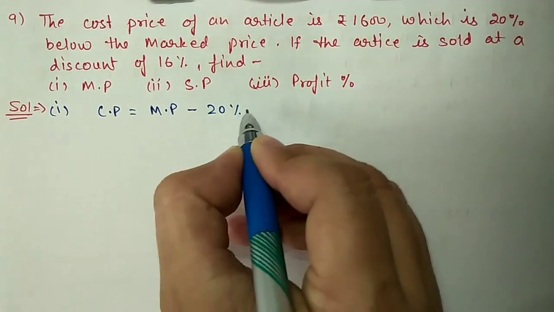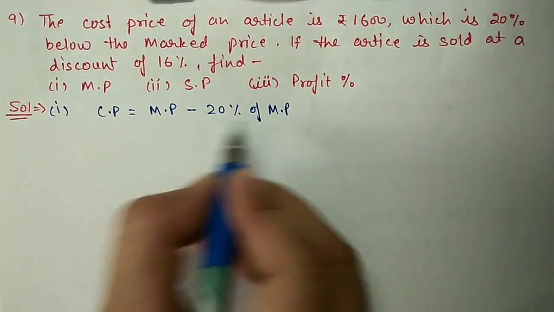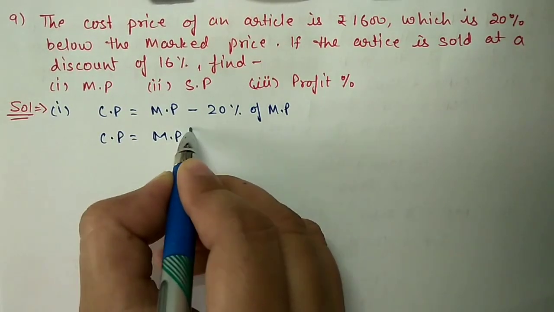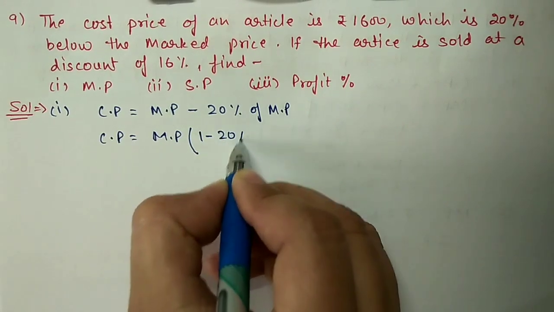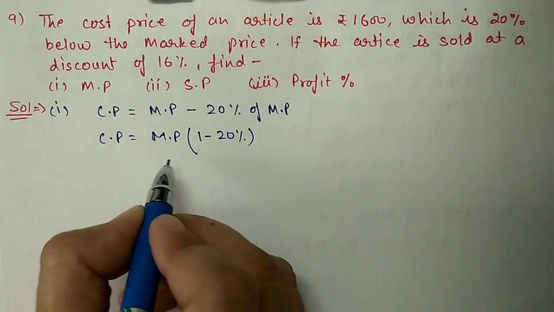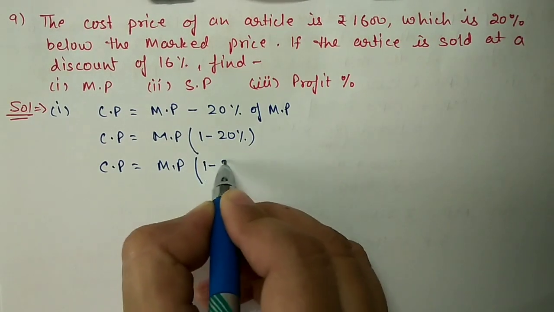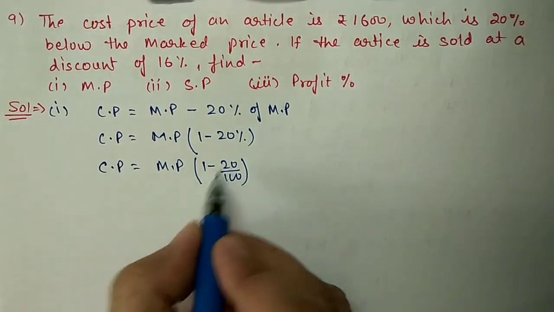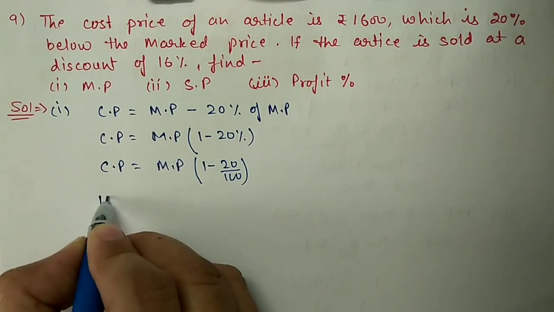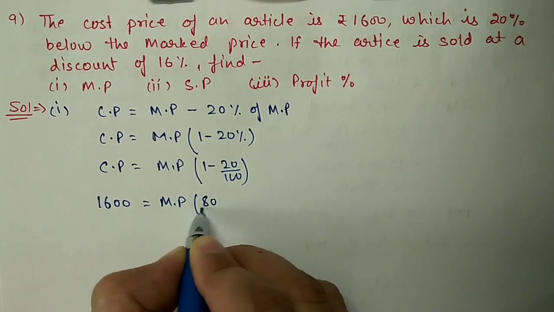So mark price minus 20% of mark price, that is equal to cost price. First we will frame this out. We can take mark price as common. In bracket we will be having 1 minus 20%, or we can write it as 1 minus 20 by 100. We can substitute values here now. This is 1 minus 20 by 100, and when we take LCM and simplify, we will get 80 by 100. Cost price is given 1600 rupees, MP into 80 by 100.